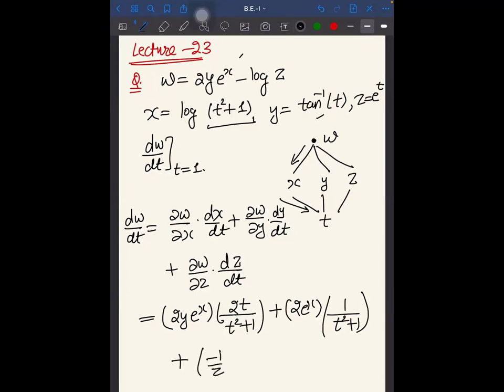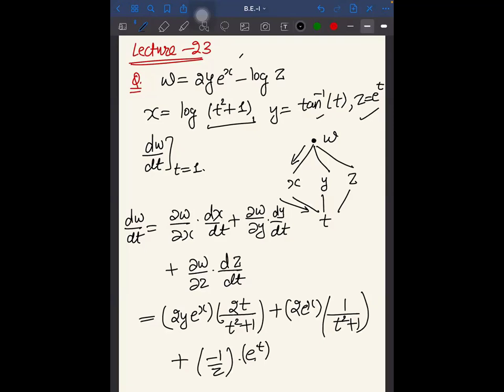So that would be what? E raised to power t. So can you put the values there and find out the things, right? Can you do this? Yes, sir. So that would be slightly lengthy, but it's not that tough. So you can do that.